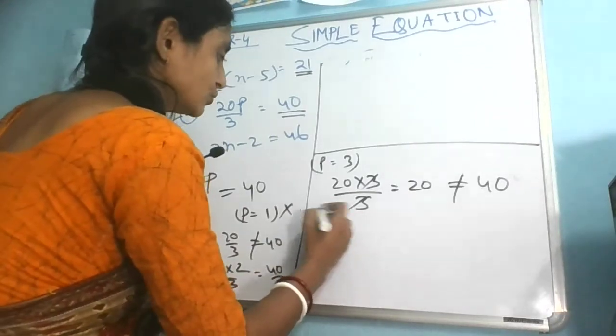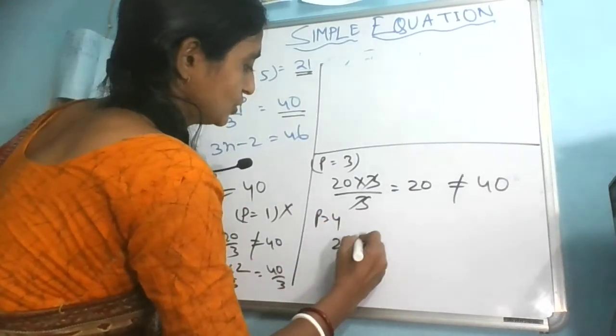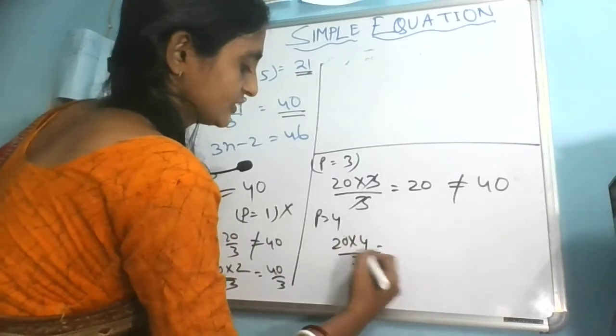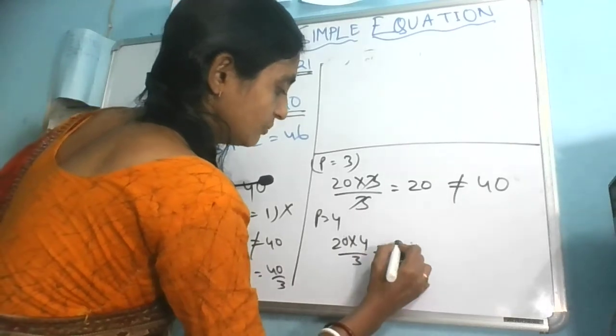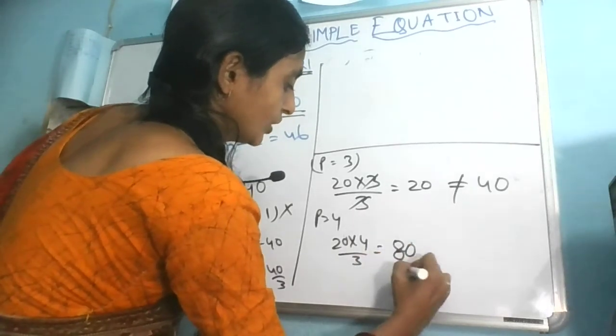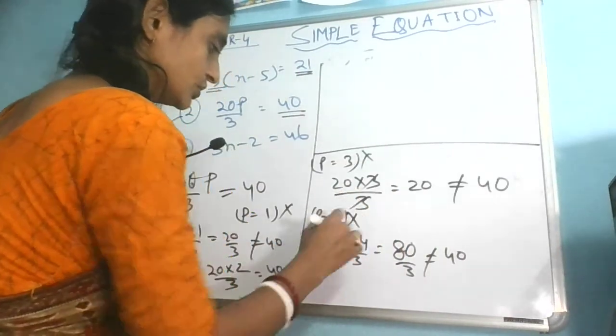So let's come to p equal to 4. If I am putting it, then what will happen? It is 20 into 4 by 3. Again you can see they are not equal. You are getting 80 by 3, which is again not equal to 40, so it is also not the correct value. These are not the correct values.